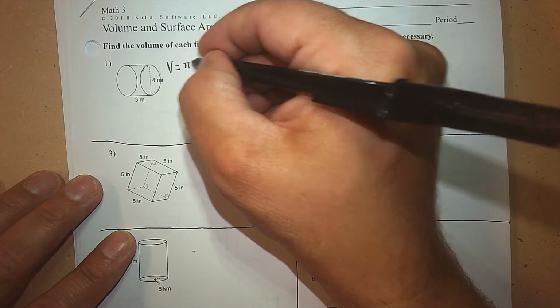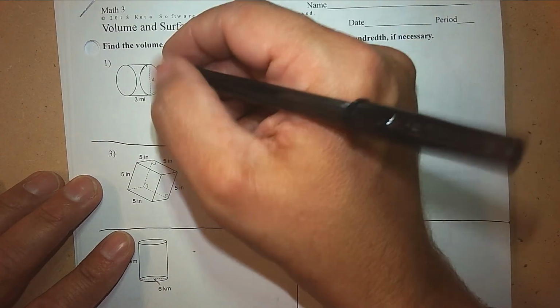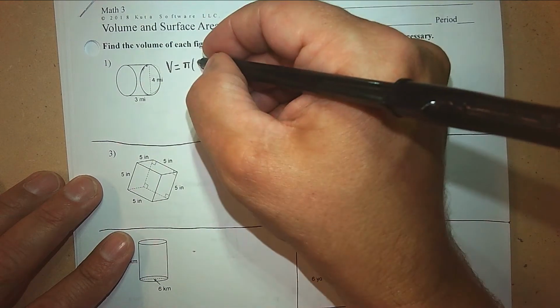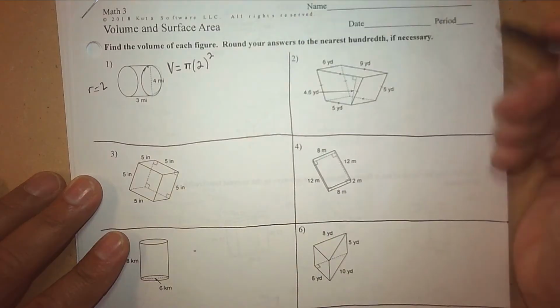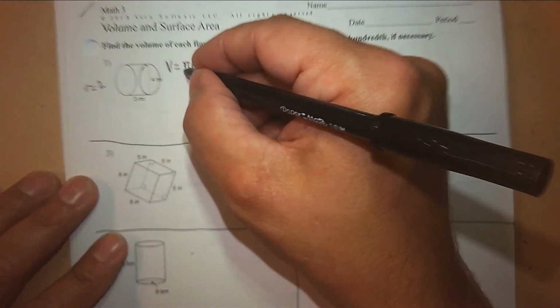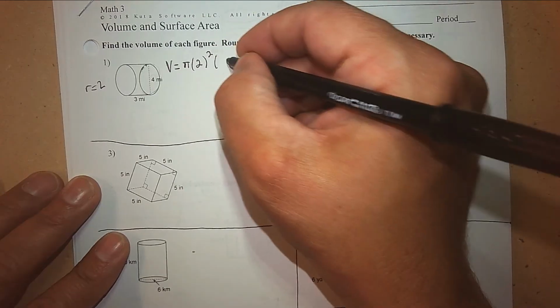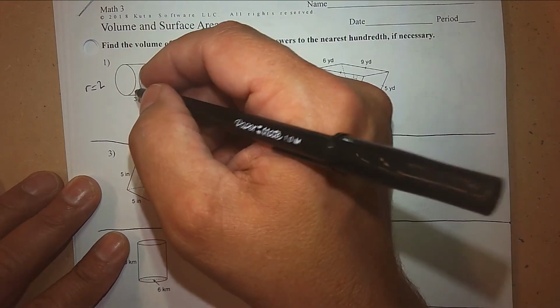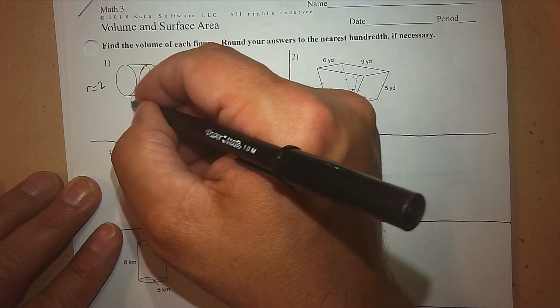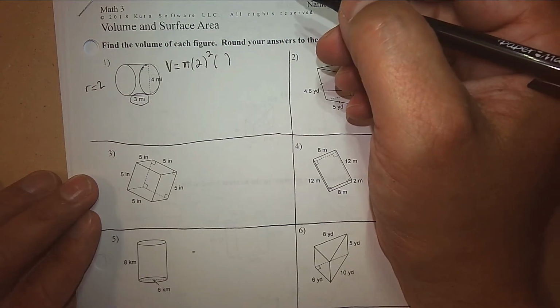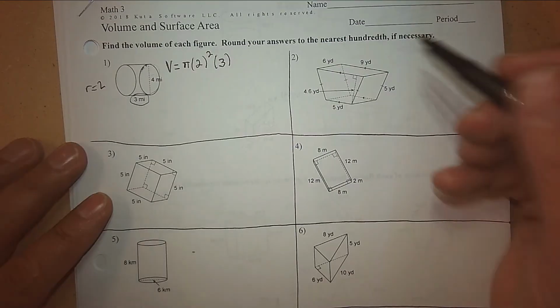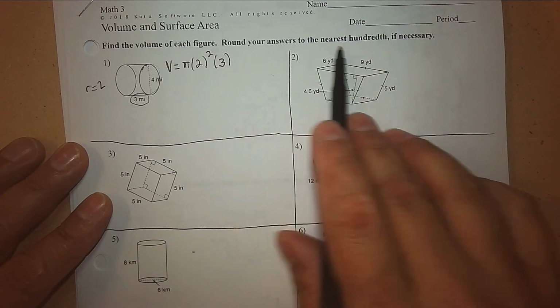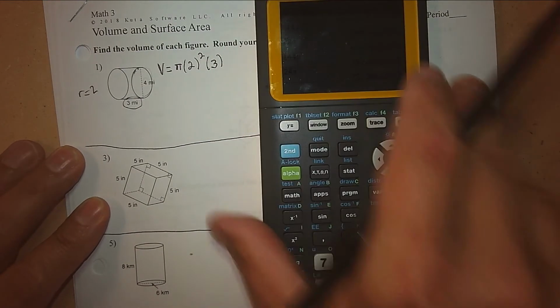How do you find the area of a circle? Pi r squared. And the radius, be careful here. What's the radius? 2. So be careful of the information given. And then you take the area of the base times the height. The height is the distance between the bases. What's the height of that cylinder? It's on its side. What's the height? There you go. And it says round your answers to the nearest hundredth.